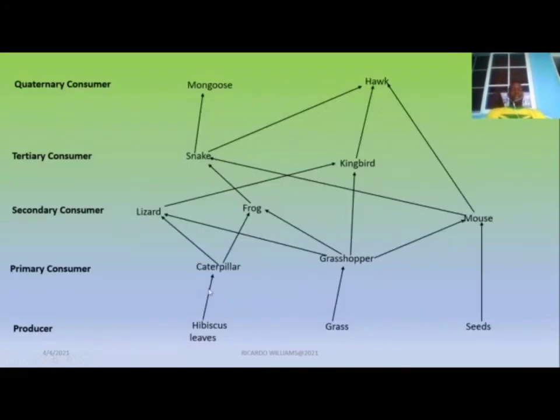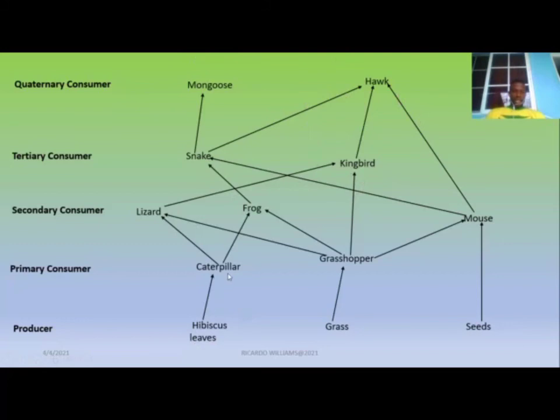So this is another example here of a food web constructed. This one, no pictures, just names. So if we look at the grass being eaten by a grasshopper, then the grasshopper is being eaten by a kingbird, and then the kingbird is being eaten by a hawk. In this case, we have the kingbird being a secondary consumer, but we're going to find another case where this kingbird can be a tertiary consumer.